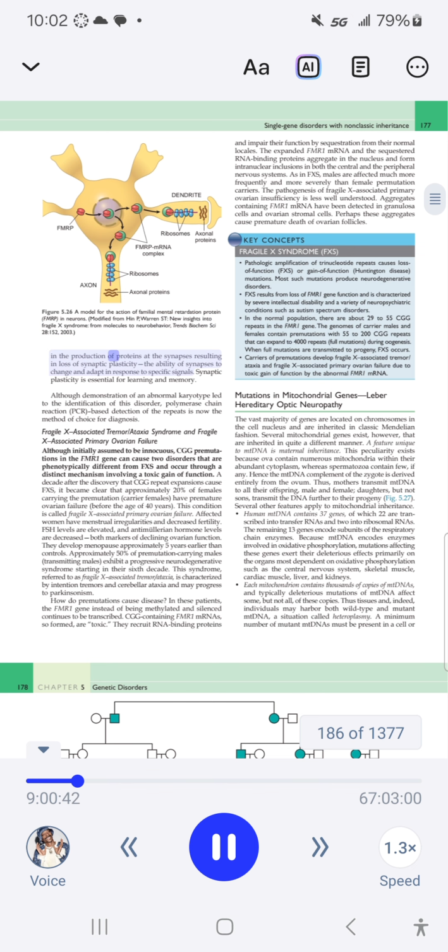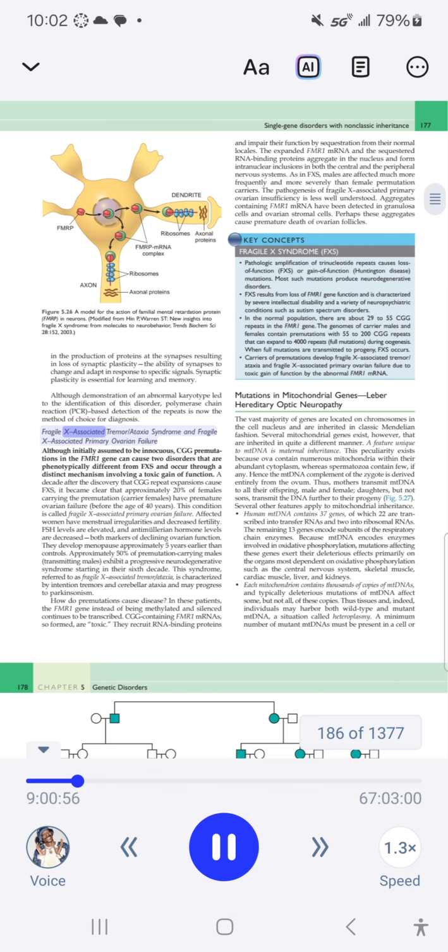This results in loss of production of proteins at the synapses, resulting in loss of synaptic plasticity, the ability of synapses to change and adapt in response to specific signals. Synaptic plasticity is essential for learning and memory. Although demonstration of an abnormal karyotype led to the identification of this disorder, polymerase chain reaction (PCR)-based detection of the repeats is now the method of choice for diagnosis.